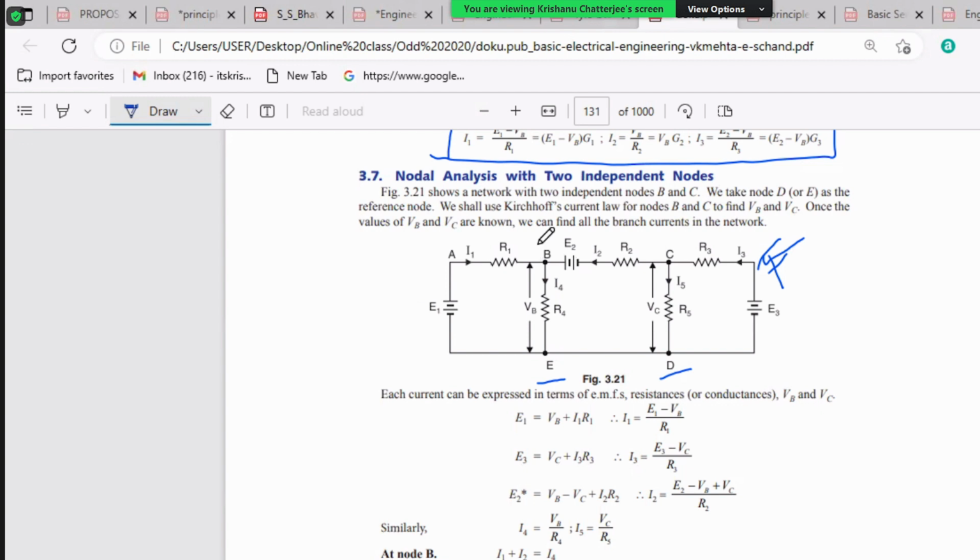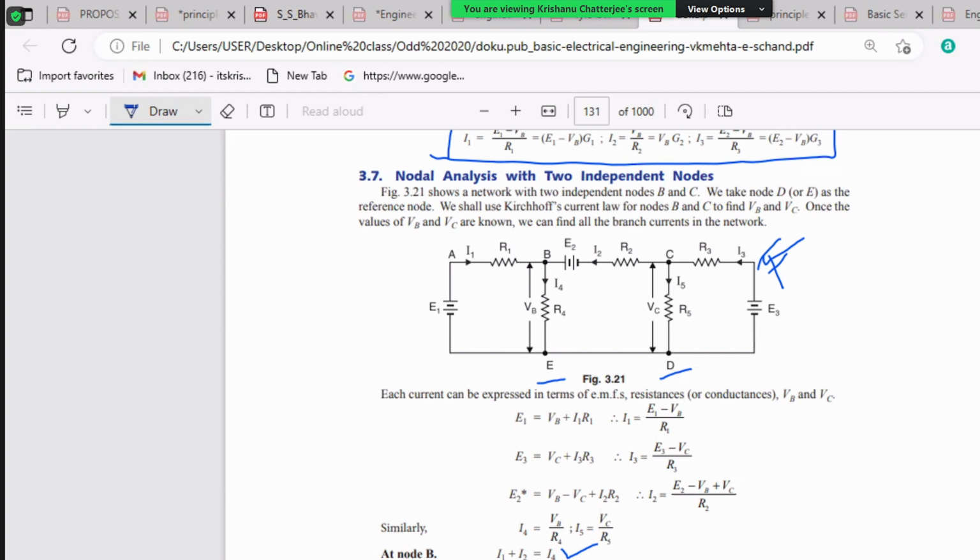Now we will be using Kirchhoff's current law at B and at C. Kirchhoff's current law states that I1 plus I2 equals I4 at node B. And at node C, I5 and I2 are going out, so I2 plus I5 equals I3. So we have written Kirchhoff's law.